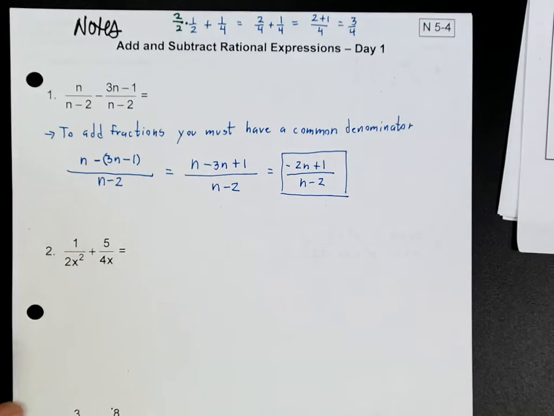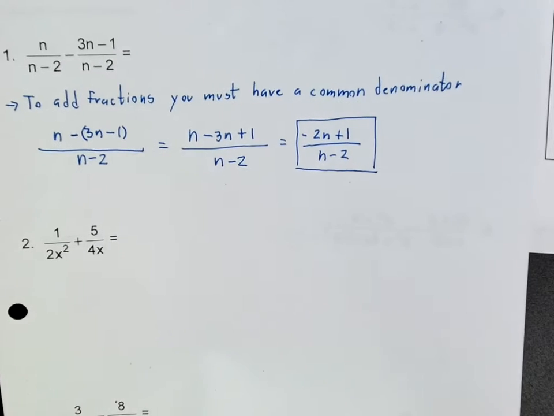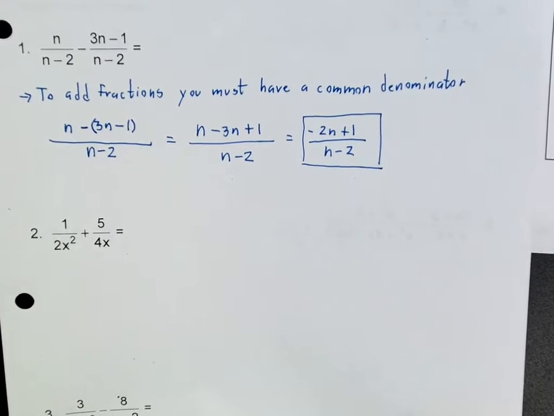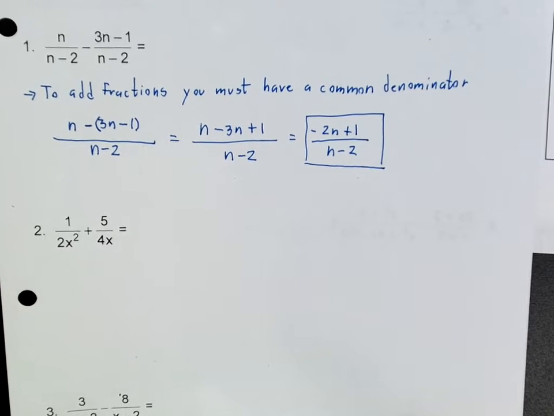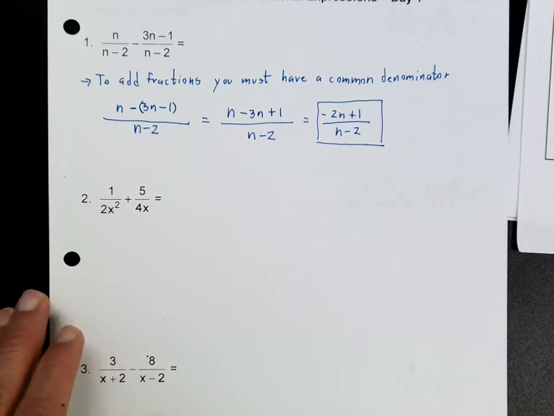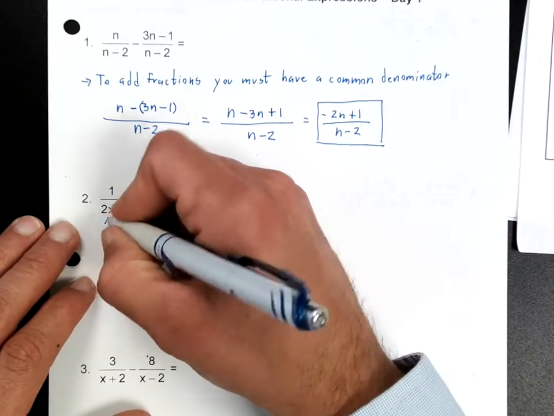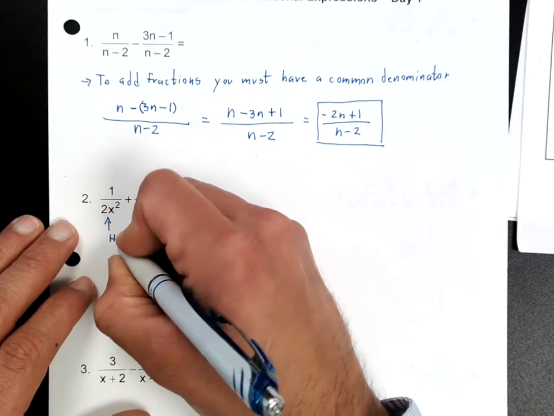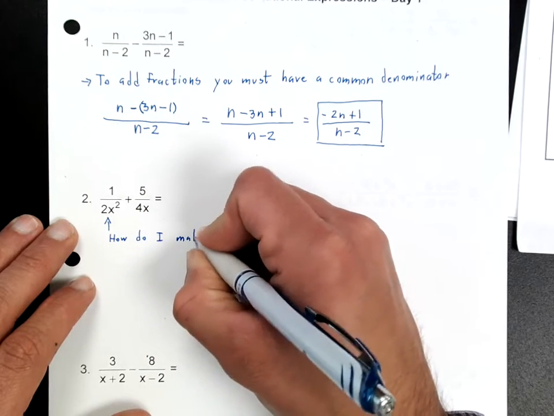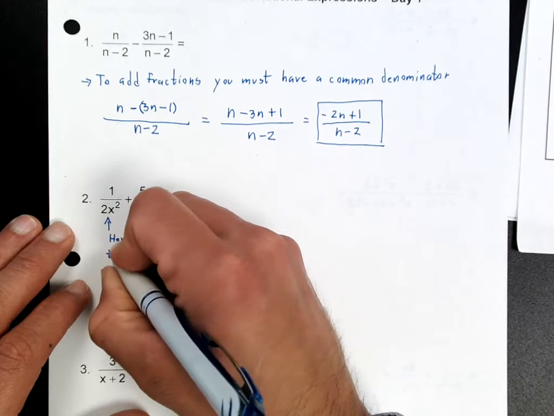Does that make sense? So if you already have a common denominator, all you have to do is add the numerators, or subtract them accordingly. Alright, on number 2. Number 2 is kind of similar to what I did there, but the question is, how do I make the denominators the same?